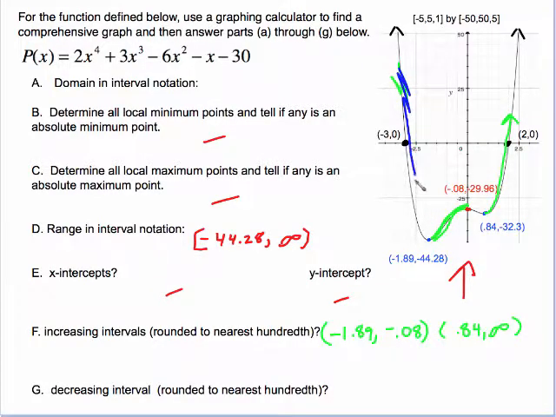Over here, all of this is decreasing right on down to there. So the decreasing is from negative infinity to the x value at that point right there, which is negative 1.89. And the other little bit of decreasing is right in here. So that is from negative 0.08 to 0.84. So I think it's a good idea when you guys are working on these to draw a nice picture on your paper, get all of these things labeled so that when you have to come up with these increasing and decreasing intervals, it'll be more obvious to you.